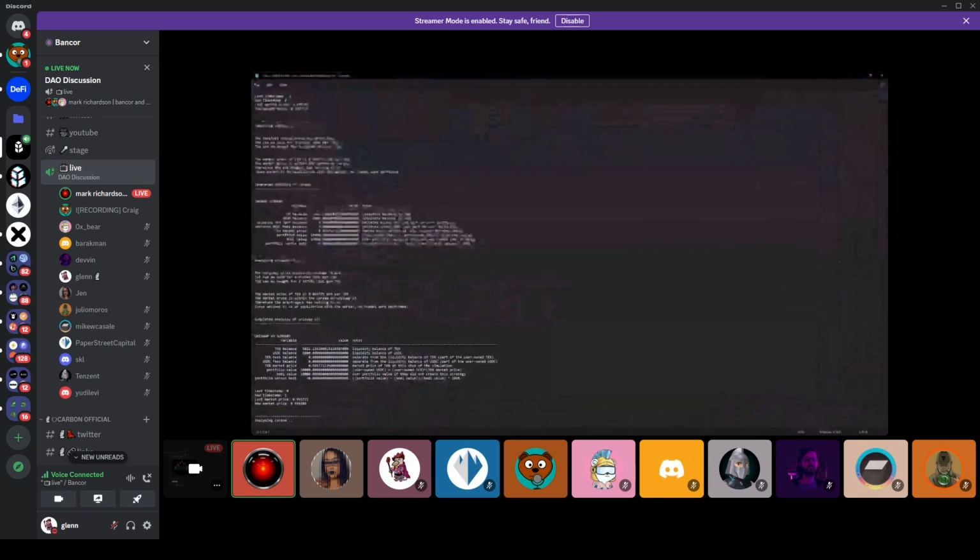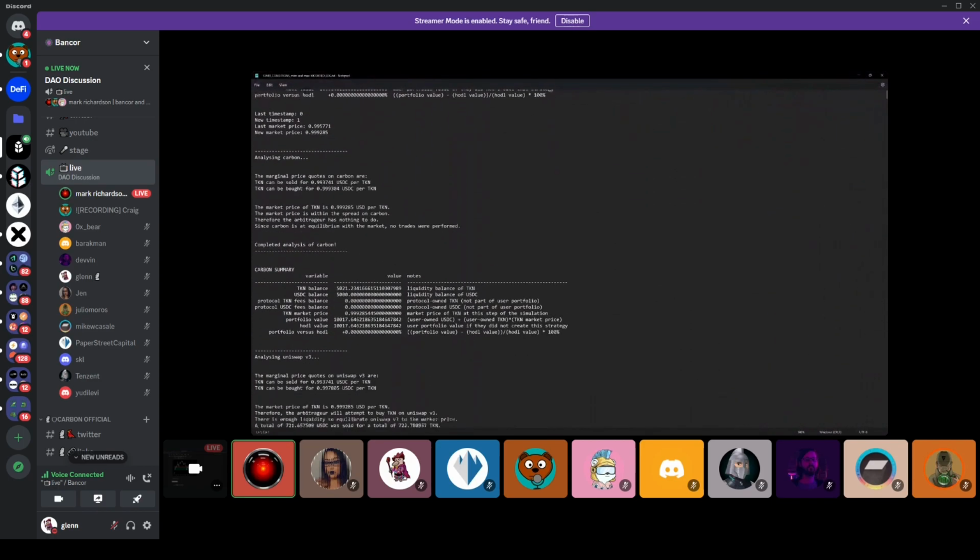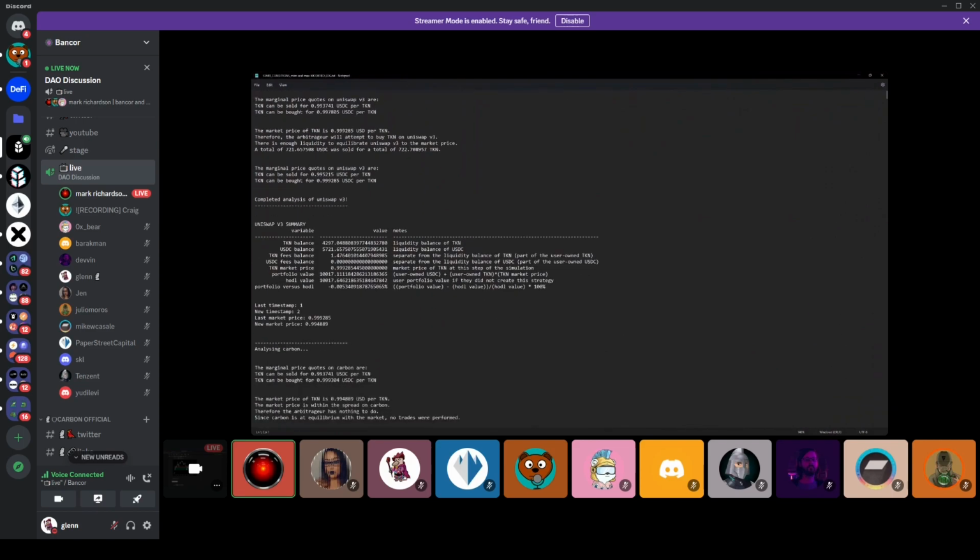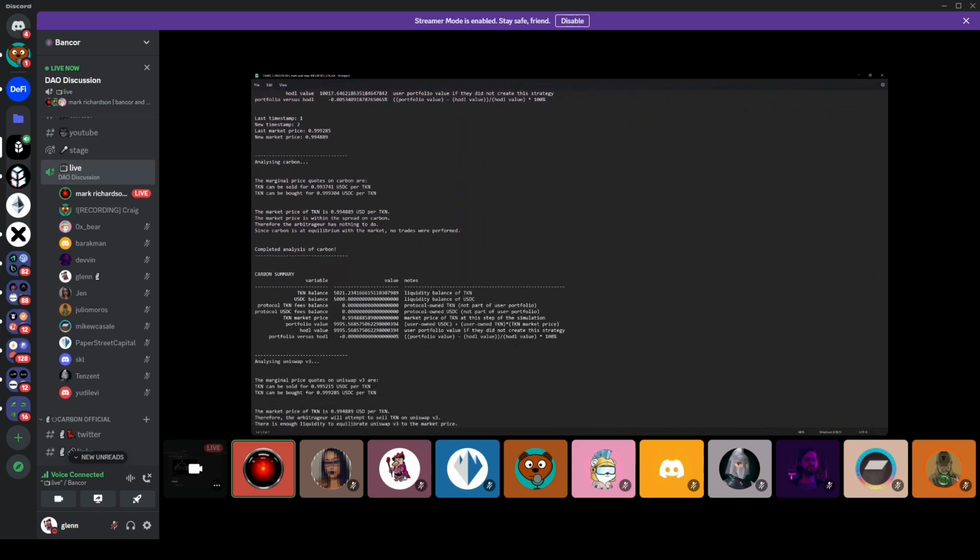Okay, so let's have a look there. Yeah, and just to remind everyone, this log is super valuable. This is one we did when we were analyzing Carbon and Uniswap v3. And here you can see it reporting exactly what I was just talking about with 0x. It's telling you the marginal price quotes in Carbon: you can buy MIM for 0.99 USDC, or you can sell MIM for 0.999 USDC. And then it tells you that the market price of MIM is 0.994.